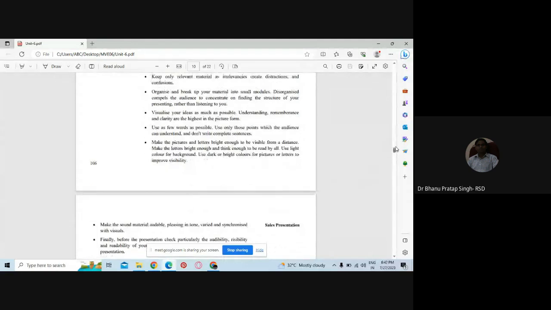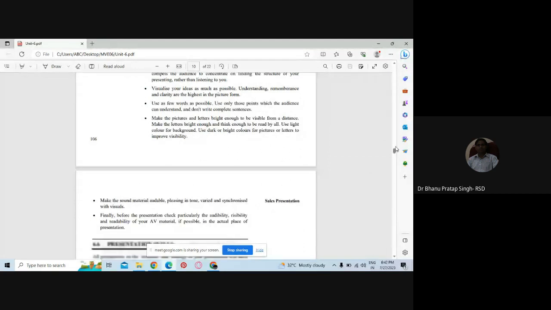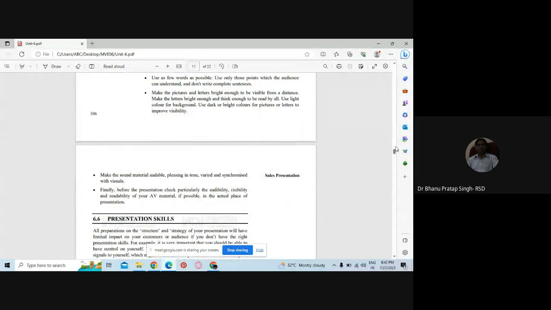Make the pictures and letters bright so that they can be visible to all. Make the sound material audible, and the presentation should be checked before it goes to the society or audience or the group. So let us first check whether the machine is properly working or not.